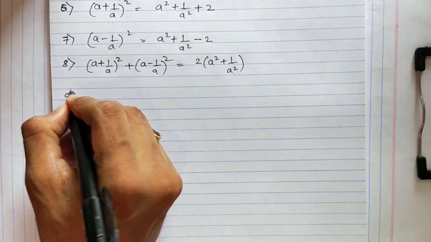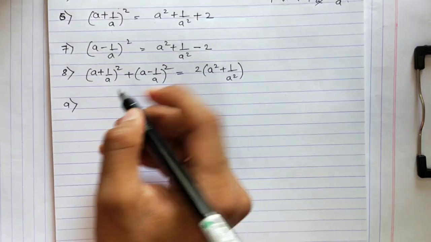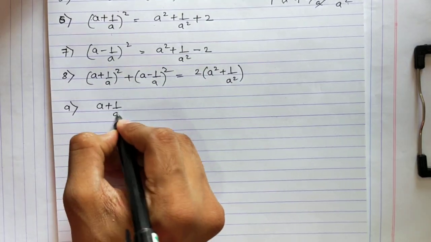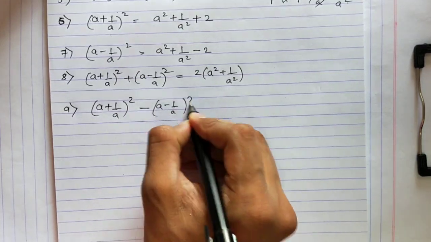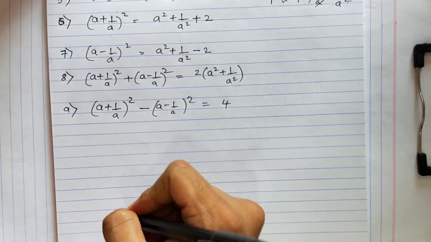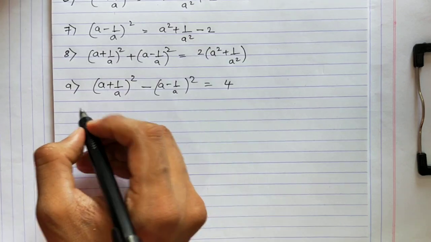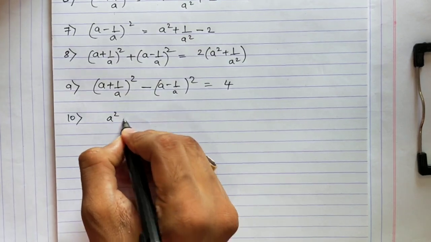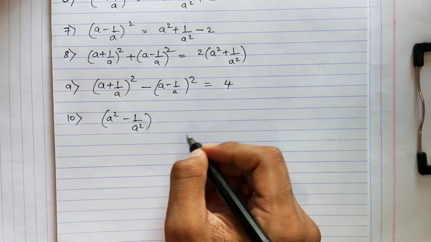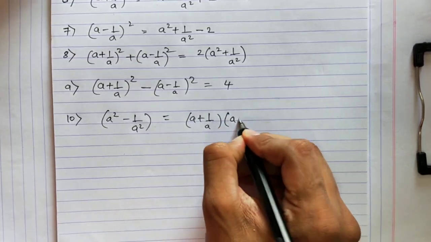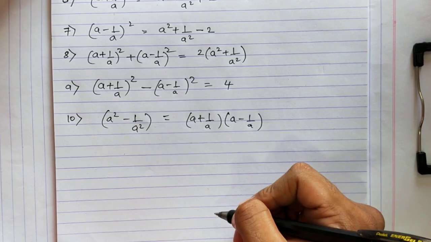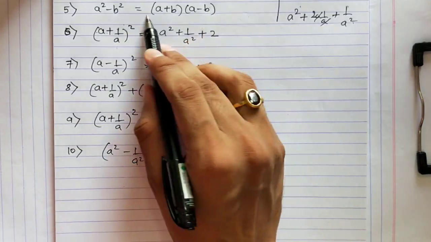Then if I subtract both of them, subtract 6 and 7, I get (a plus 1 upon a) the whole square minus (a minus 1 upon a) the whole square. The answer is 4. Okay, and in the same way, a square minus 1 upon a square is (a plus 1 upon a)(a minus 1 upon a), similar to this formula.